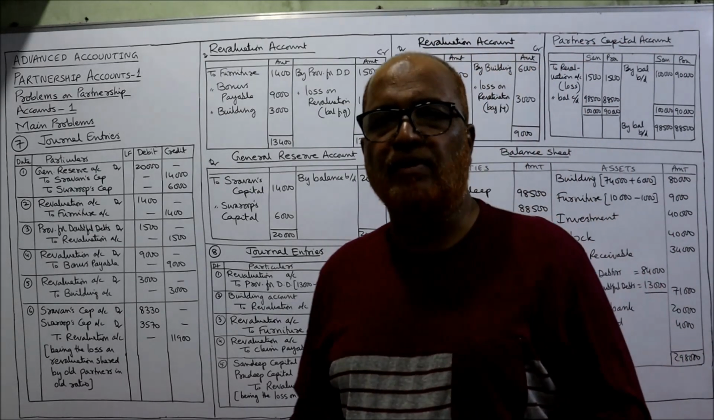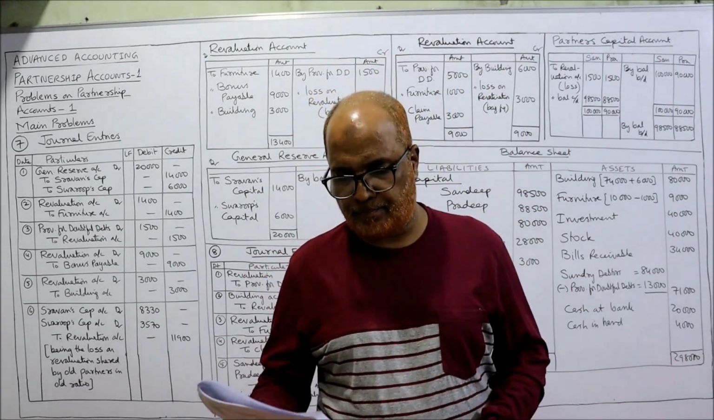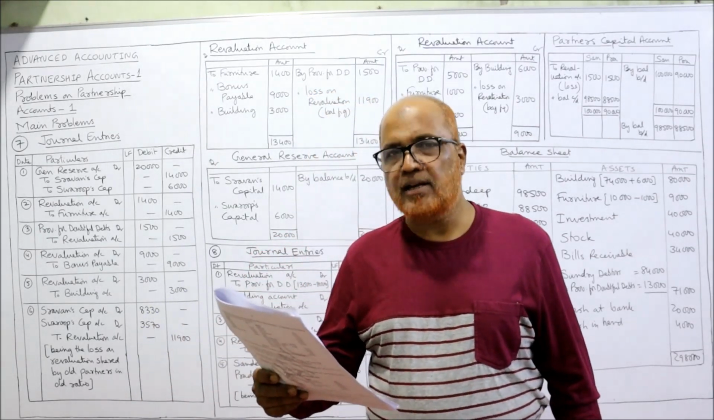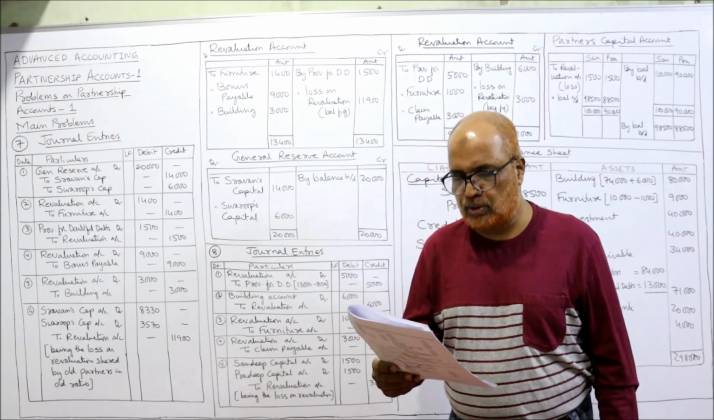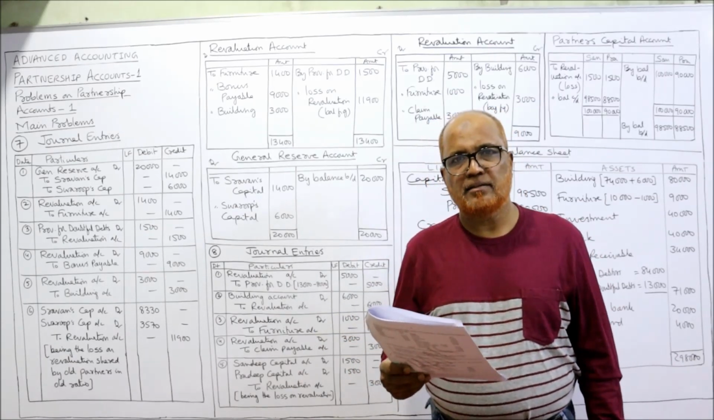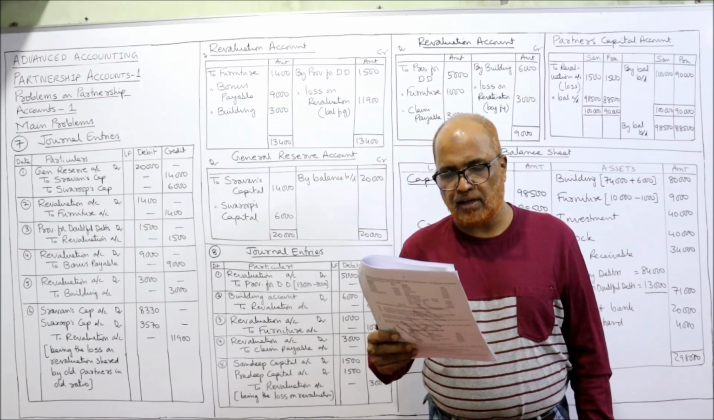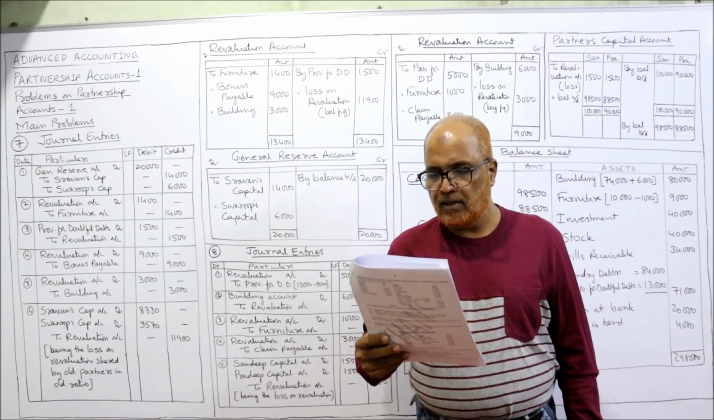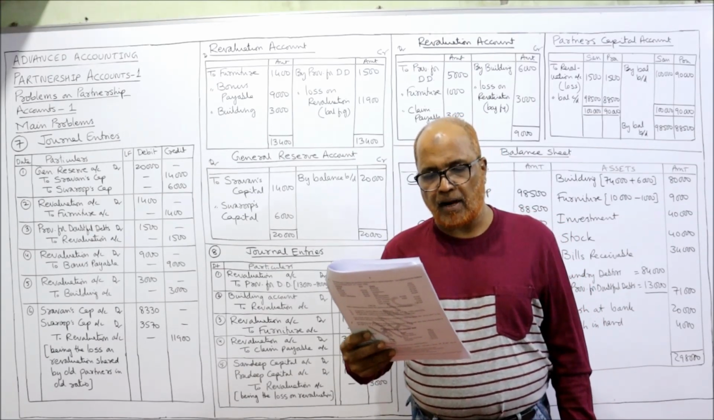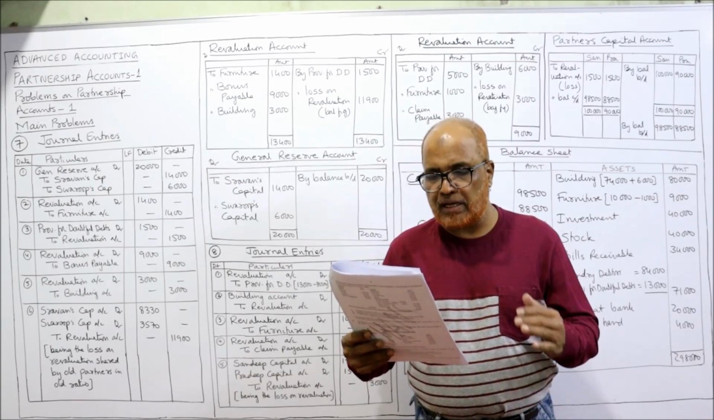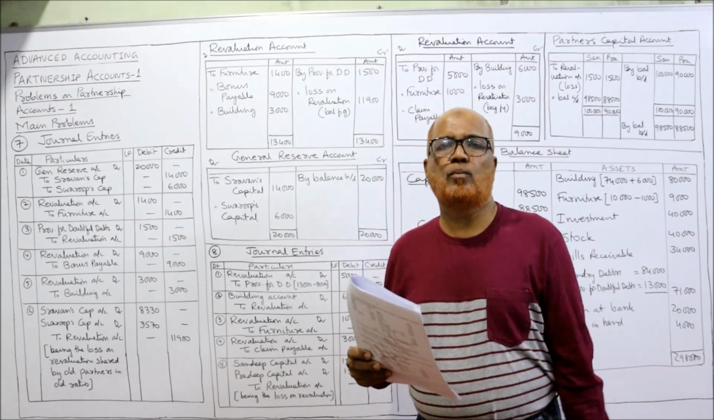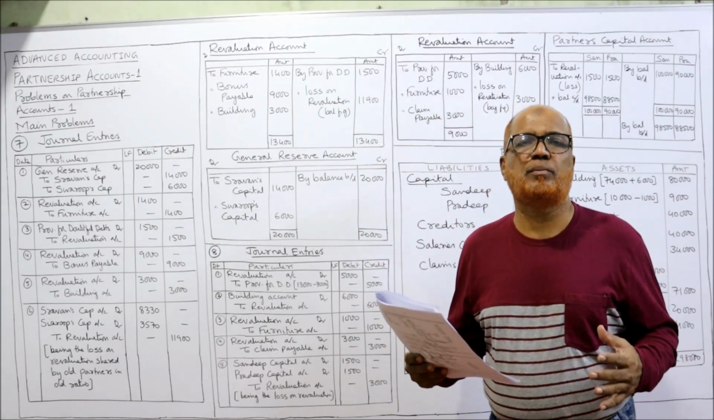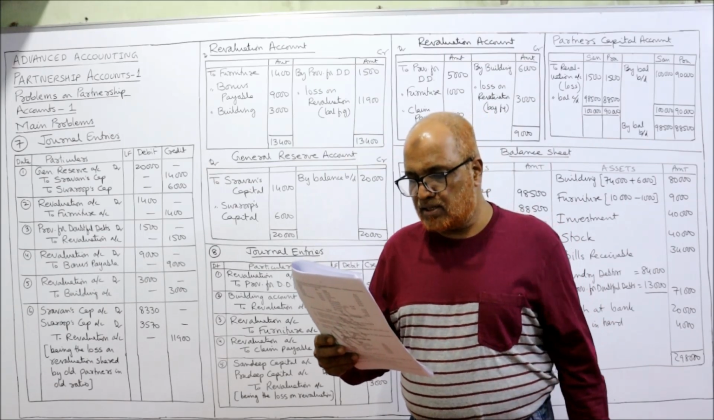Now, see the 7th problem, problem number 7. Shravan and Swarup were sharing profits and losses in the ratio of 7:3. 7 by 10, 3 by 10. That is the profit sharing ratio between Shravan and Swarup. They were to admit a new partner and decided to introduce the following changes in the books of accounts. So before introducing a new partner, some adjustments have to be made in the accounts. So what are the adjustments to be made?